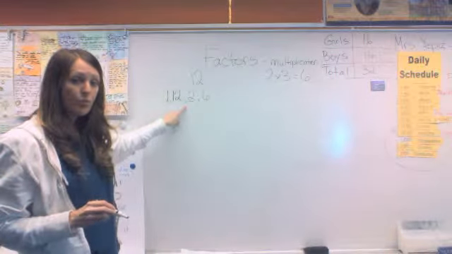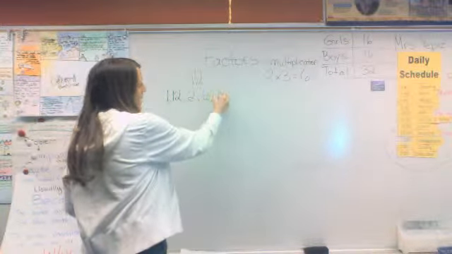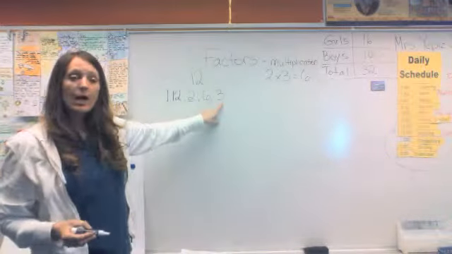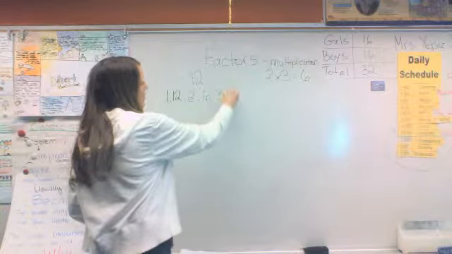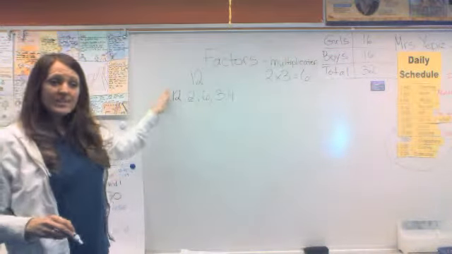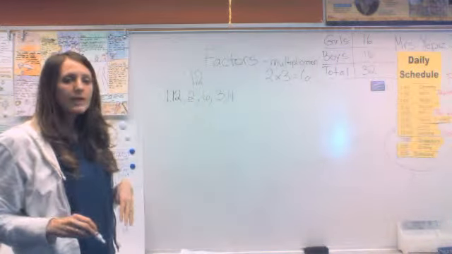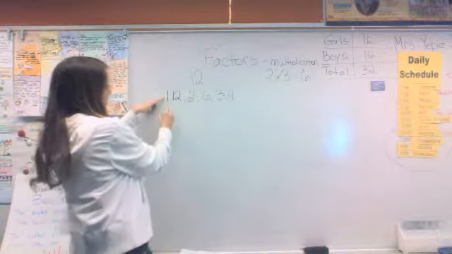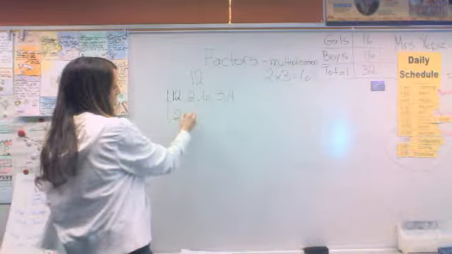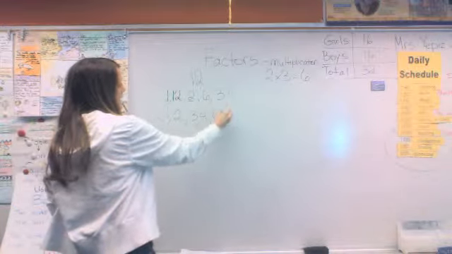Remember, I'm going to go in order. 1, 2, what comes next? 3. I'm going to try 3. And I know 3 works because when I count by 3, 3, 6, 9, 12, 3 and 4. Now this gets a little bit confusing because I've got this random order. So in order to help myself out, I'm going to put them in order from least to greatest. 1, 2, 3, 4, 6, and 12.